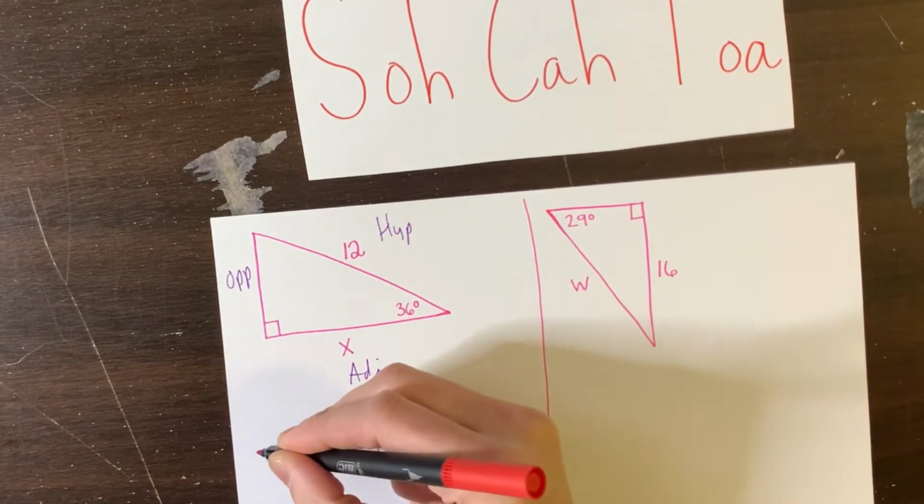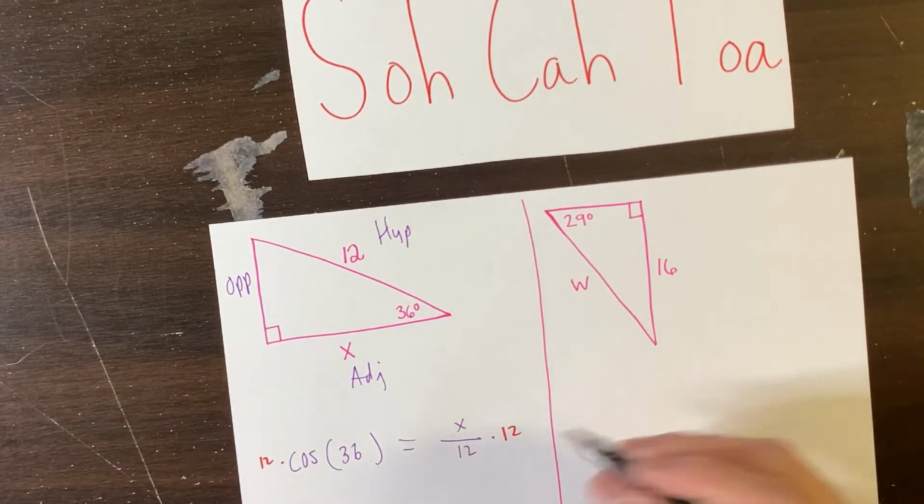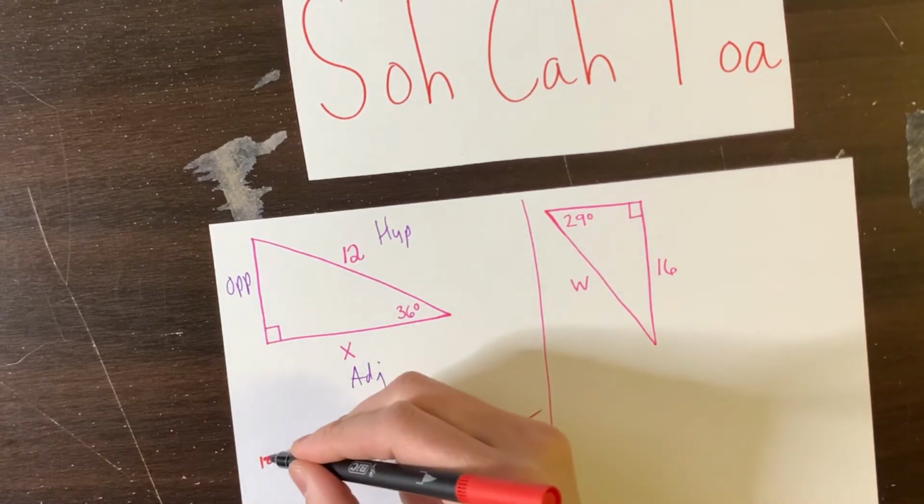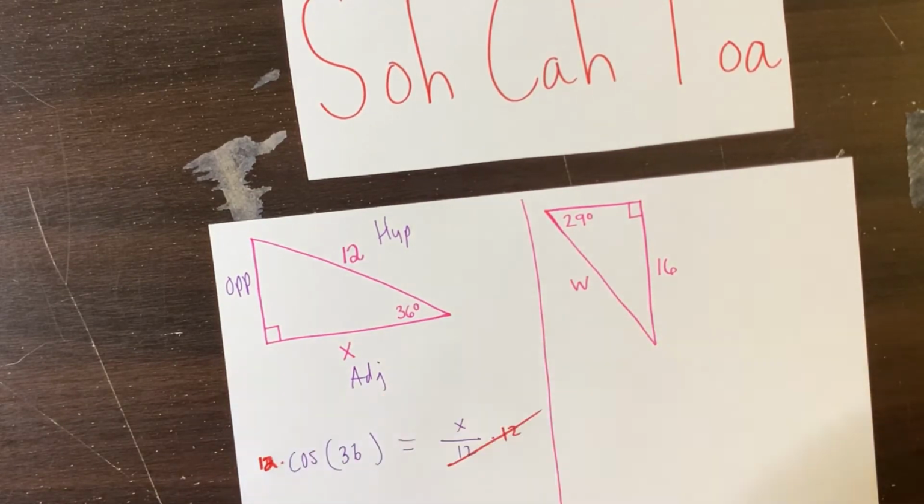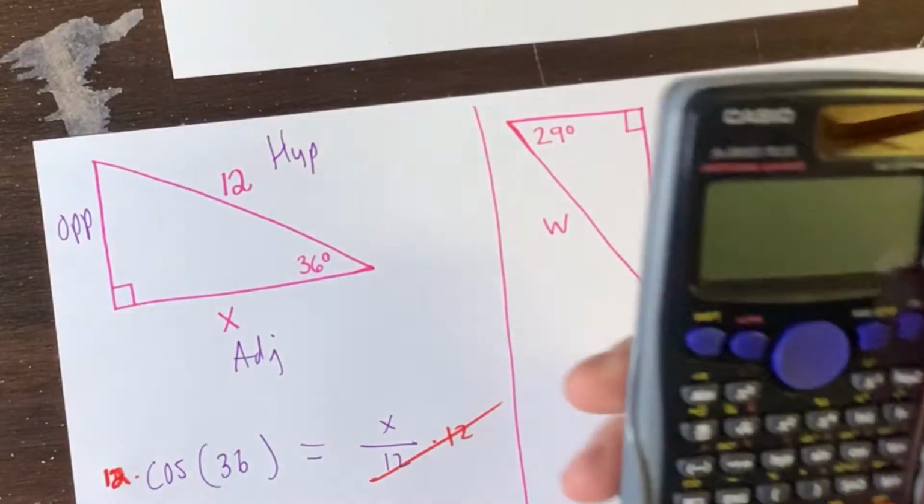By multiplying both sides by that denominator, those are gone. Make that a little bit bigger. And now the final answer is whatever my calculator says.